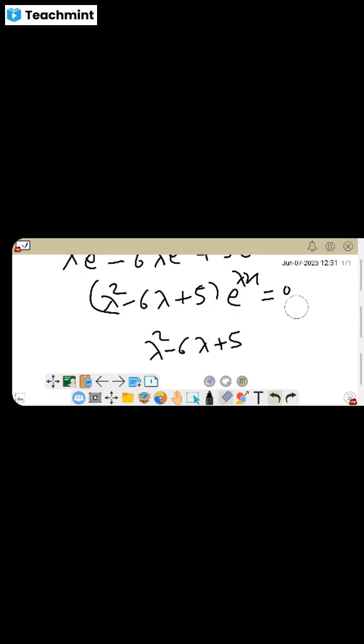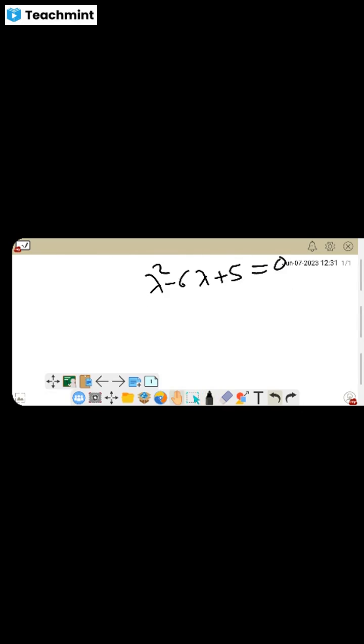Get this point? Yes, ma'am. So we can solve now by splitting the middle term. You know that? Yes, ma'am. Okay. So let's do lambda square minus 5 lambda minus lambda plus 5 is equal to 0.